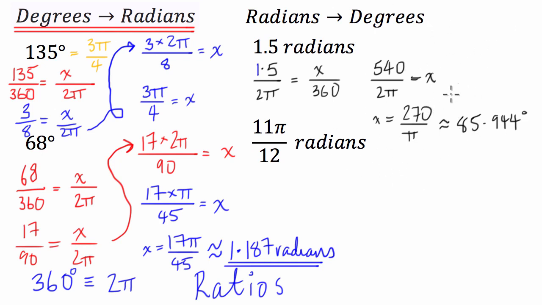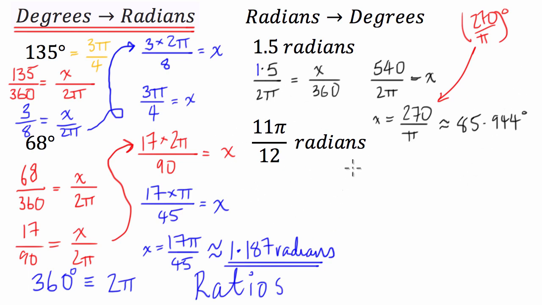Some questions will actually ask you for an exact answer. So if it asks you for an exact answer, you can literally say the exact answer for 1.5 radians is 270 over pi degrees. You can write that as an exact answer if it's asking for it. But when it's talking about degrees, usually they don't like it in terms of pi. You can just leave it as 85 point something or other, or if you wanted to, nearest degree is 86.